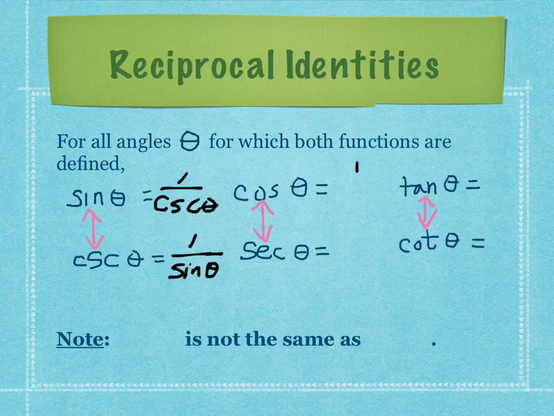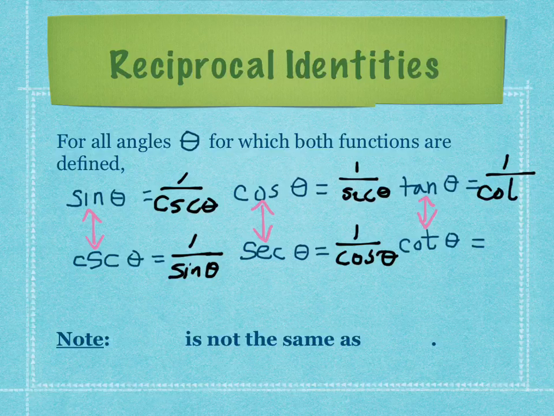Cosine can be written as the reciprocal of secant, and secant also as the reciprocal of cosine. And likewise, tangent is the reciprocal of cotangent, and cotangent is the reciprocal of tangent.